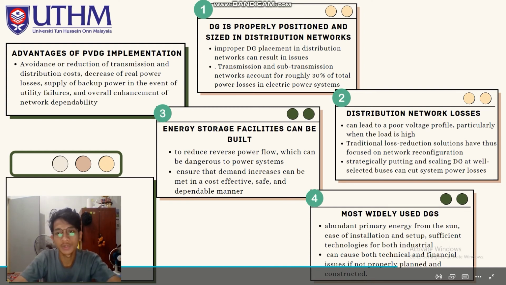Second point is that traditional loss reduction solutions focus on network reconfiguration. The third is strategically placing and sizing DG at well-selected buses can cut system power losses. The third point is that an energy storage facility can be built, to reduce reverse power flow, which can be dangerous to the power system. And the second point is to ensure that demand increases can be met in a cost-effective, safe, and dependable manner. Lastly, the most widely used DG has abundant primary energy from the sun, ease of installation and setup, and sufficient technology for both industrial use, but can cause both technical and financial issues if not properly planned and constructed.